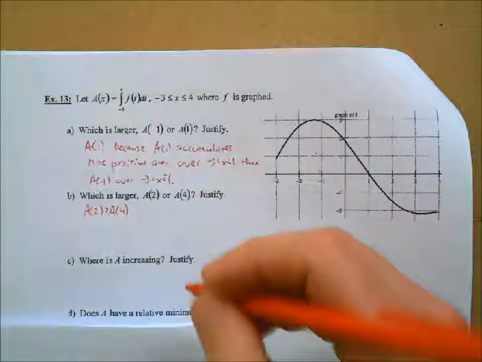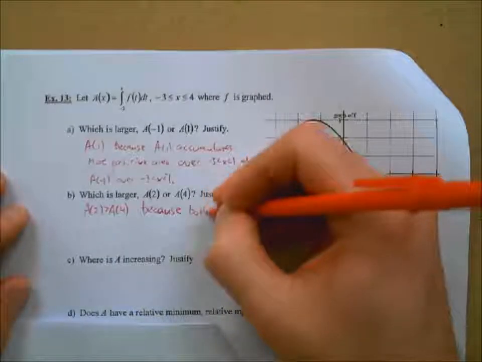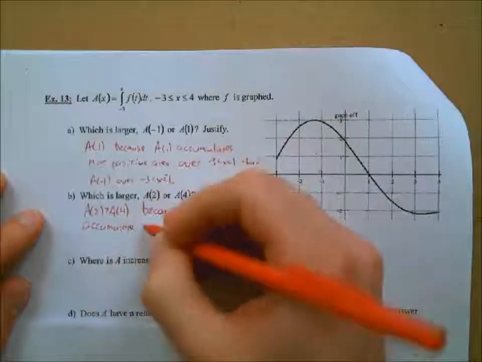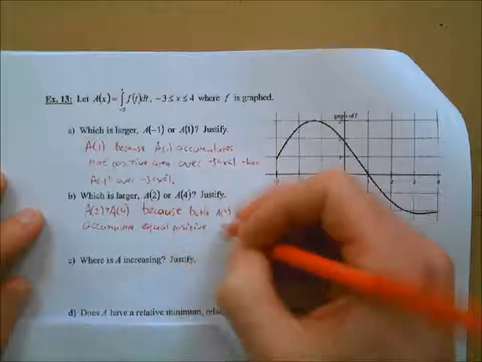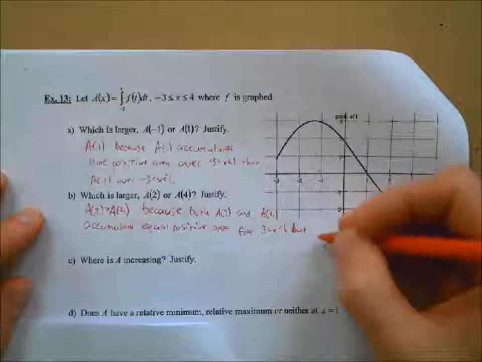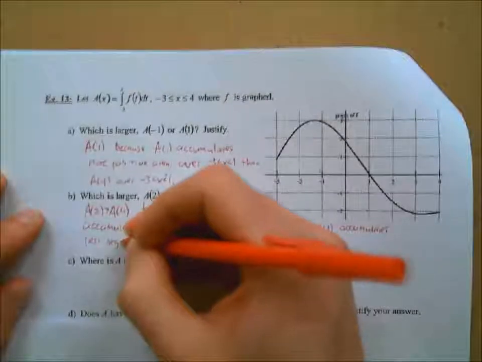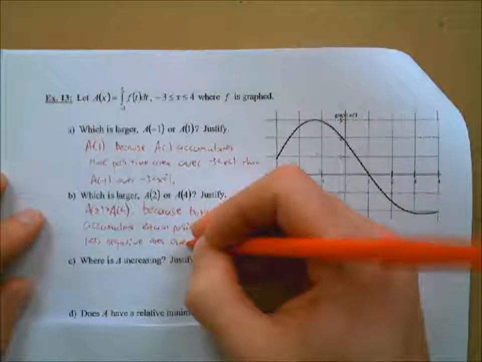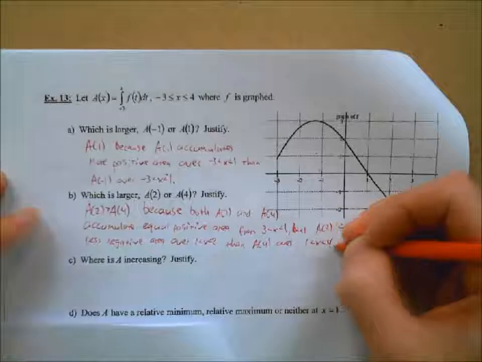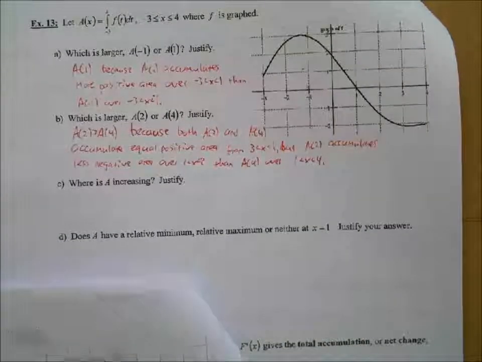Okay, and again, I don't necessarily have a great succinct justification here, but I've got something that I think is pretty decent. So because both A of 2 and A of 4 accumulate equal positive area from negative 3 less than x less than 1, but A of 2 accumulates less negative area over 1 less than x less than 2 than A of 4 over 1 less than x less than 4. Again, is it succinct? No. Could there be a better way to do it? Maybe, but I think that covers all the bases at least. I think that gives a good enough description there.